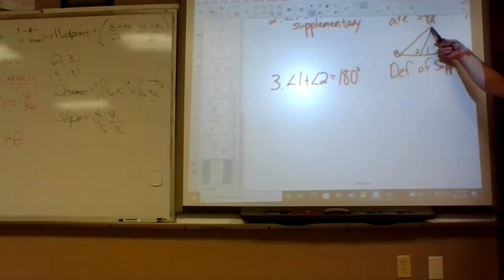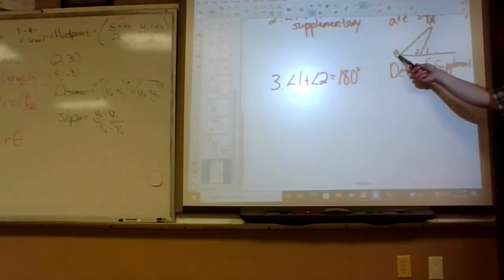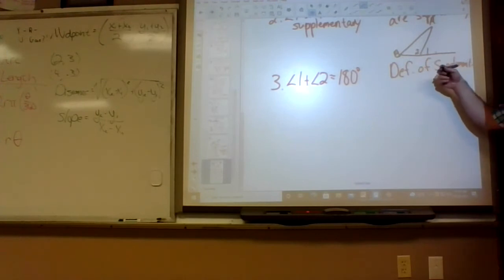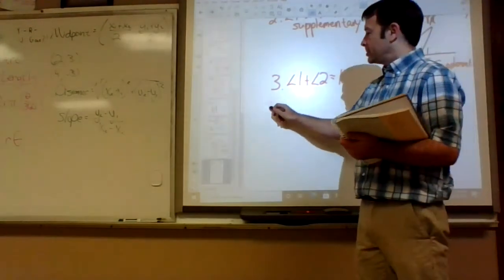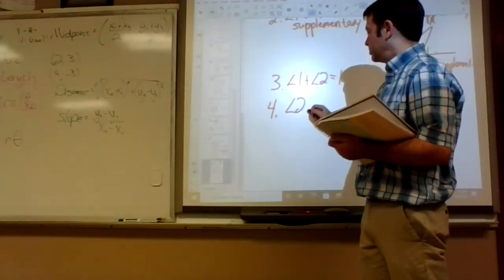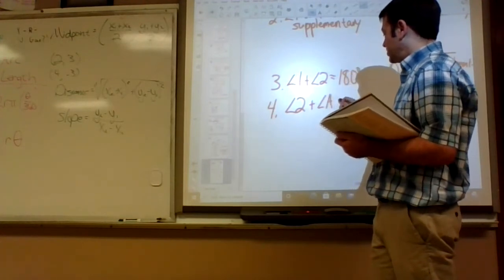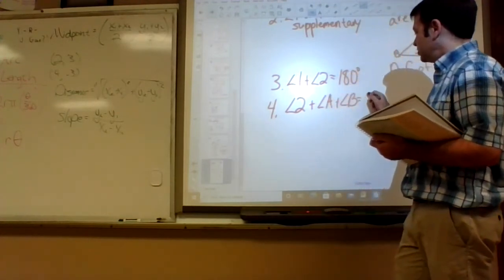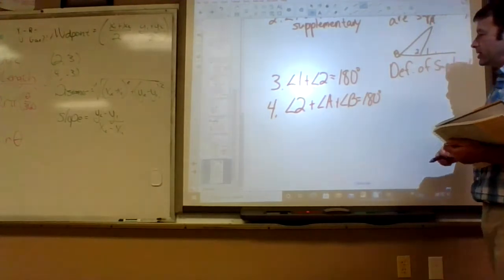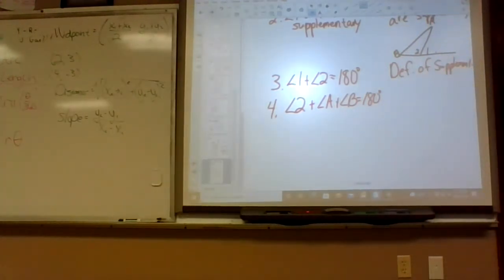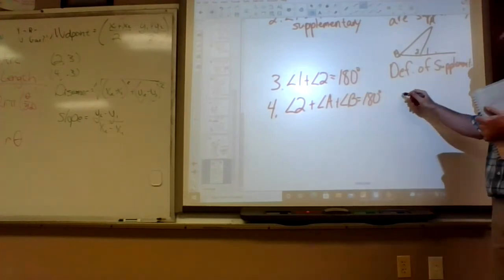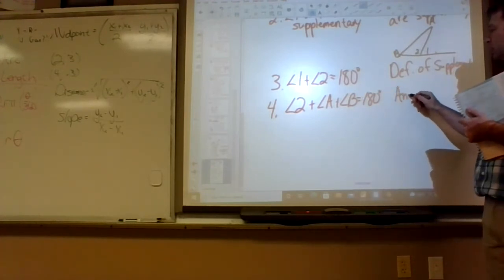What do I know about angle 2 and angle A and angle B? They also add up to 180. So that's what I'm going to say now. Angle 2 plus angle A plus angle B equals 180. Why did we know that? All triangles add up to 180. Yeah. We would just write that or the shorthand.